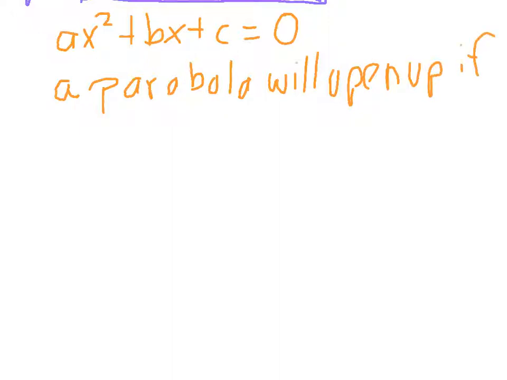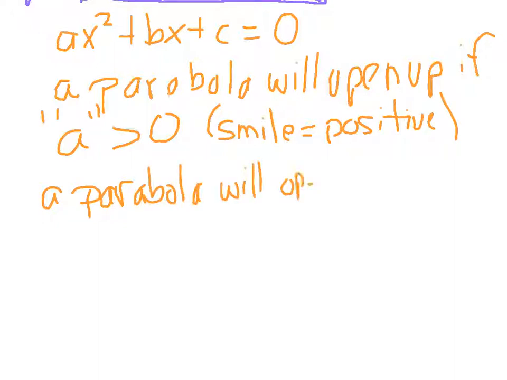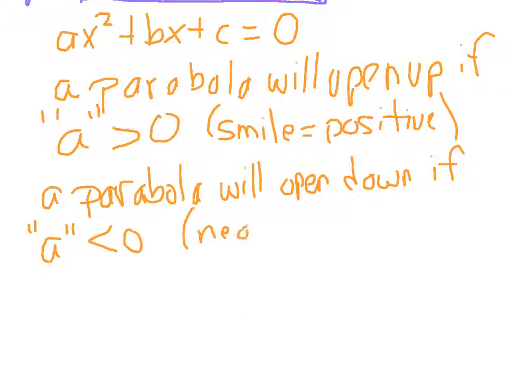A parabola will open up if your a value is greater than 0. So if a is a positive number, your parabola is going to be a smiley face. Think about it. It's smiling because it's positive. Smile equals positive, or positive equals smile. A parabola will open down if your a value is less than 0. It's frowning because it's negative.